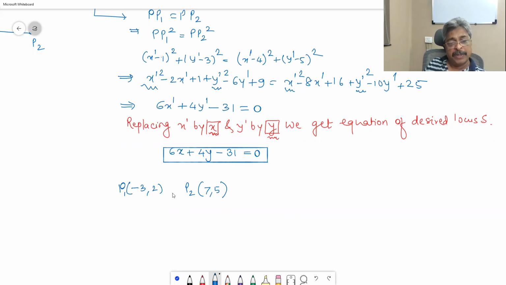Find the equation of perpendicular bisector of P1, P2. I'm not interested in the answer. I am interested in getting you the right, complete, correct solution.